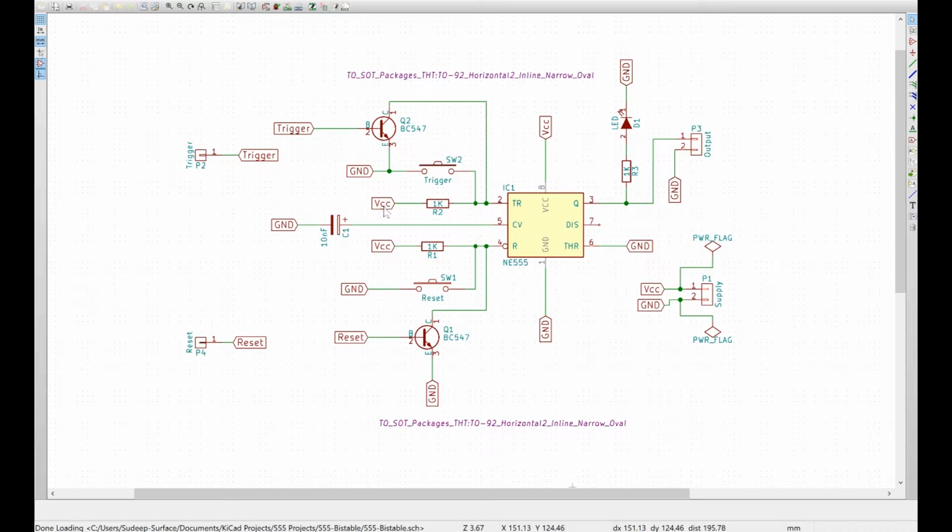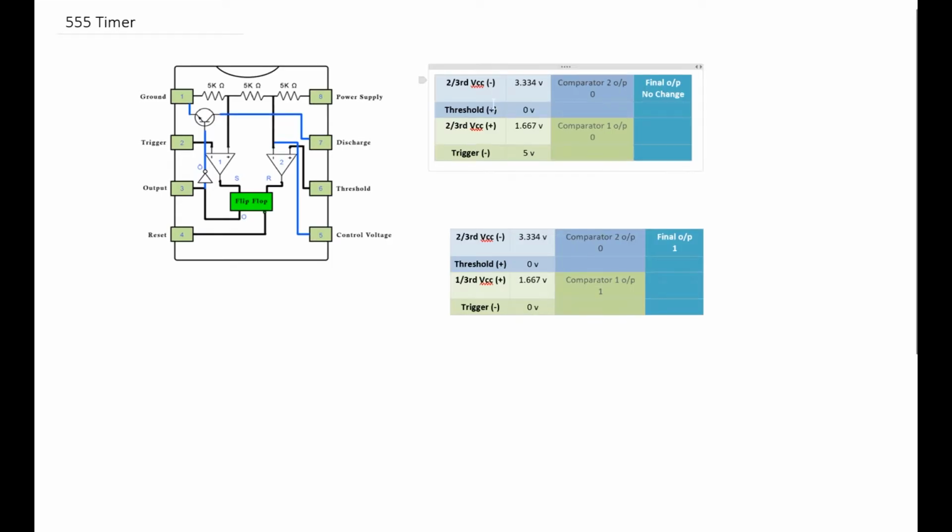So let's look at what happens in this stage when we have not pressed either of the buttons. When we have not pressed it, both the reset and the trigger would be at the plus VCC volt. And let's look at the table over here. So this was the internal diagram of the 555 timer that we had looked at when we were discussing the 555 timer in detail in the Know Your Component section.